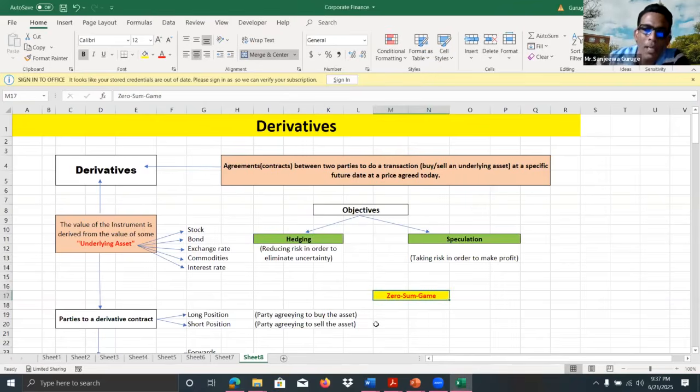The gain to one party is equal to the loss to the other party, right? Okay, what will be the best derivative applicable for our case?